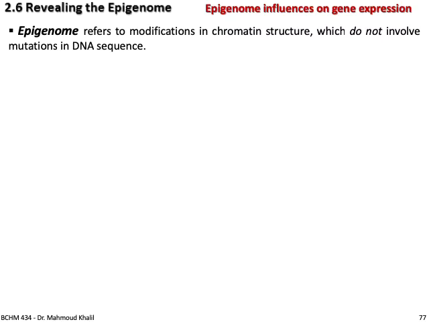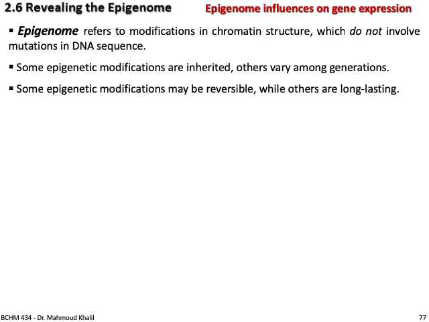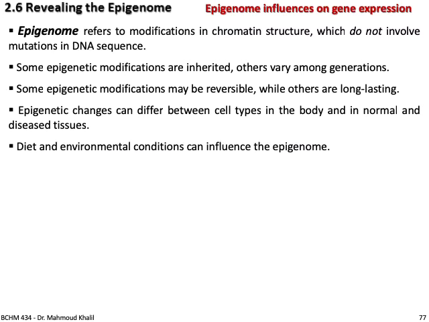The last subtopic in this lecture is revealing the epigenome. The epigenome refers to modification in chromatin structure which does not involve mutation of DNA sequences. So there is a change in chromatin structure and no mutation is involved. Some epigenetic modifications are inherited, others vary among generations. Some of these modifications can be reversible, while others are long-lasting and irreversible. Epigenetic changes can differ between cell types in the body and in normal and diseased tissues. Diet and environmental conditions can influence the epigenome.